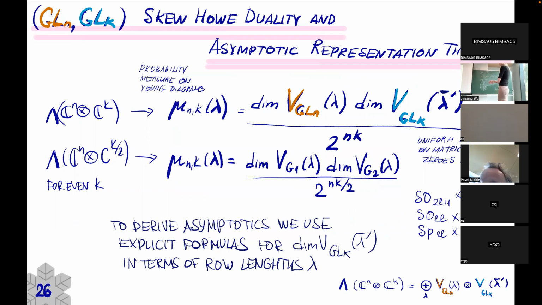So again, just if the very problem in the statement of here, we can introduce the probability measure on Young diagrams for the GLN, GLN case. So consider just the example of GLN, GLN case with high value. So it's actually a uniform measure on matrices of zeros and one. Again, for the other pairs of Lie groups, we can consider the following measure. And so important thing that now we can try to derive the asymptotics.